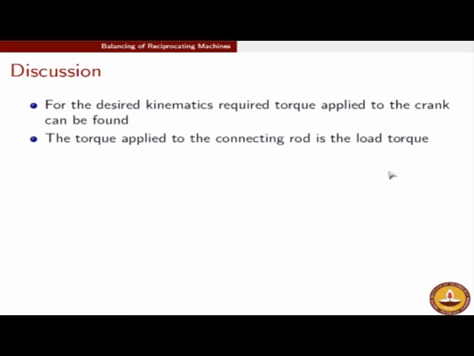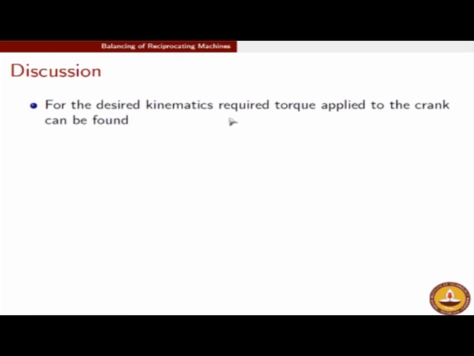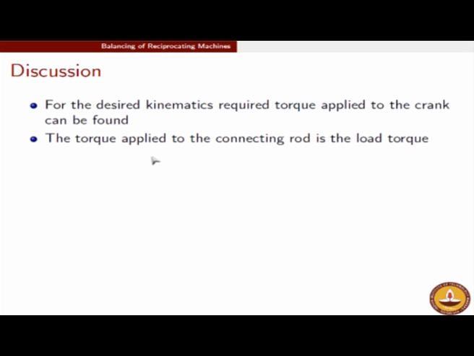So this is what I wish to discuss: for the desired kinematics, if the solution is obtainable from a computer, once the solution is obtained we will be able to find out what is the required torque such that the kinematics of the crank is that of uniform angular motion. The torque which is applied to the, sorry, this is not going to be the connecting rod, this is going to be the crank. The torque which is applied to the crank is going to be the load torque. Please make this correction in your notes. This is not connecting rod, this is crank. Torque applied to the crank is going to be called the load torque.